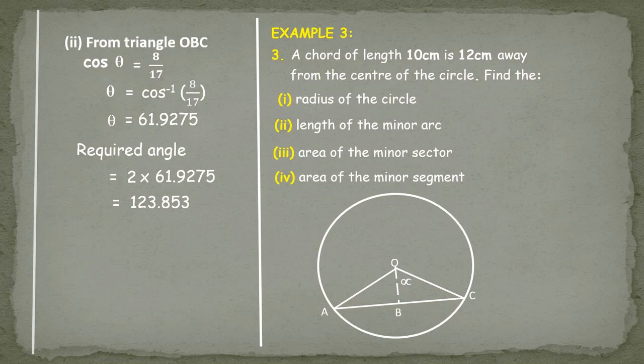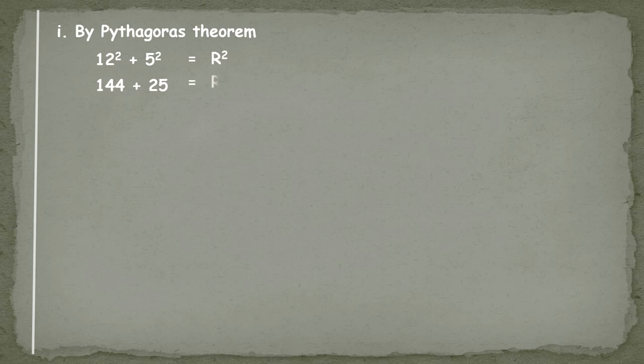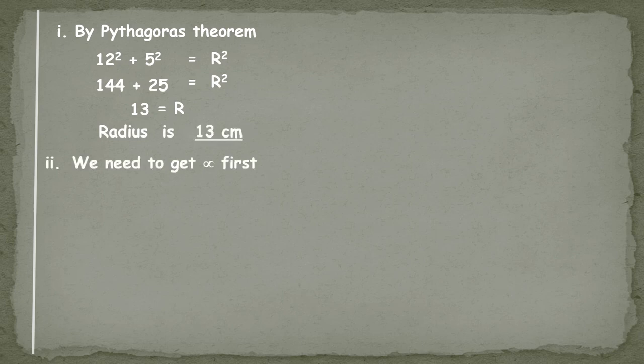We have our distance, so once we apply the Pythagoras theorem, we realize that 12 squared plus 5 squared will give us R squared, and running the substitution will give us r as 13 centimeters. So the radius of the circle is 13 centimeters.